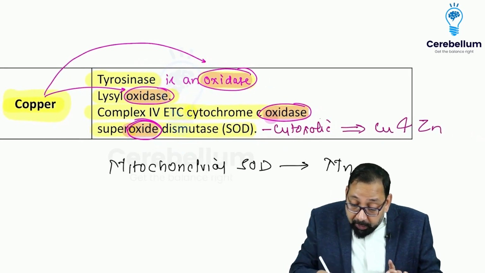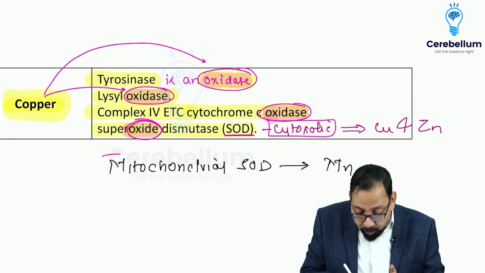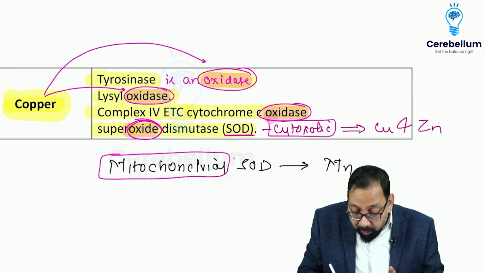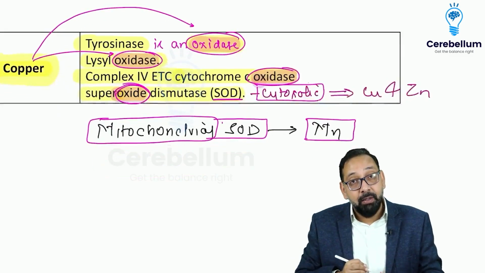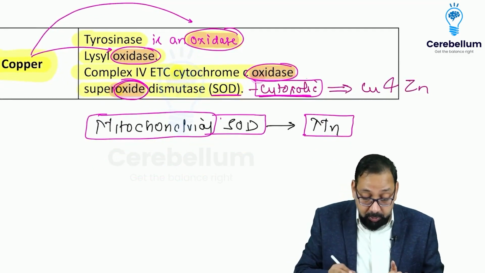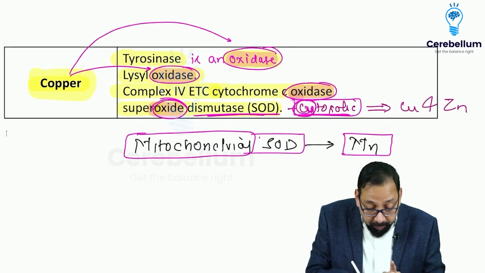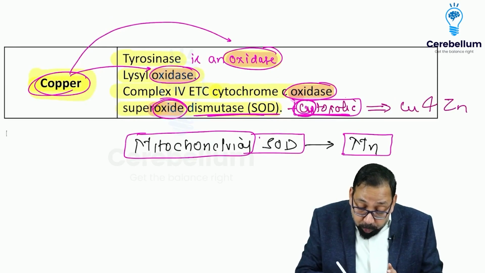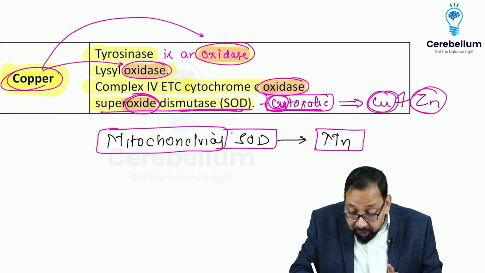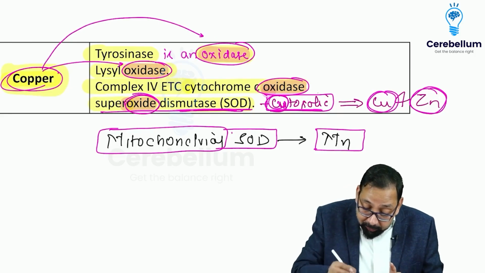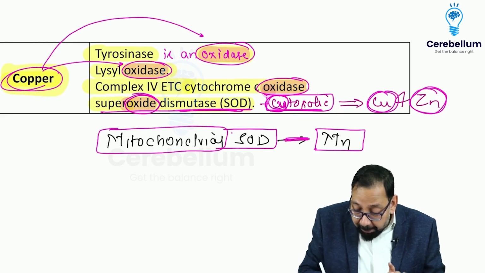We found that superoxide dismutase may be present in cytosol and mitochondria. In mitochondrial superoxide dismutase, the cofactor is manganese, Mn. But in cytosolic superoxide dismutase, the cofactor is copper and zinc. While mitochondrial superoxide dismutase, this is a recently asked question, is Mn, manganese.